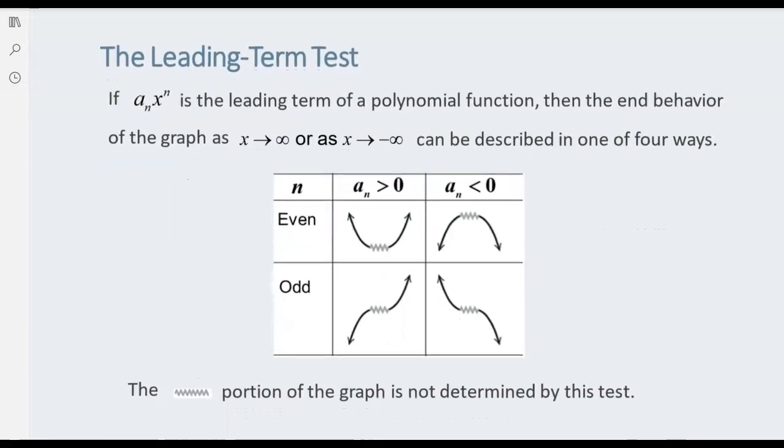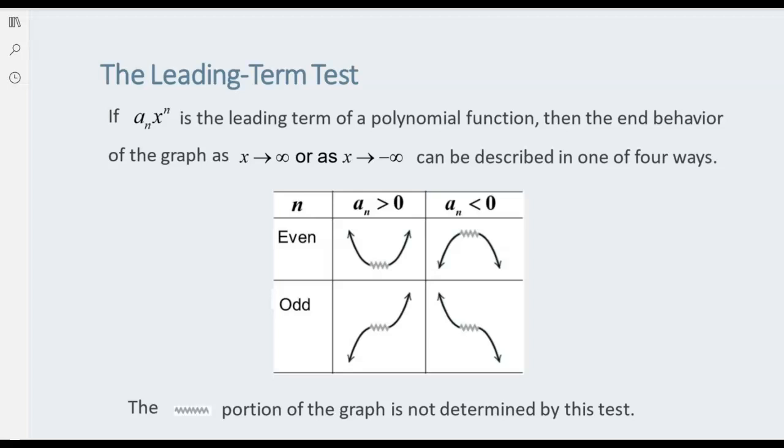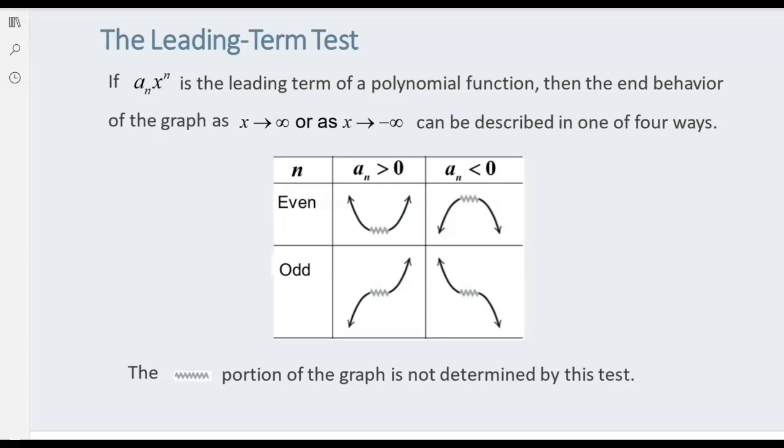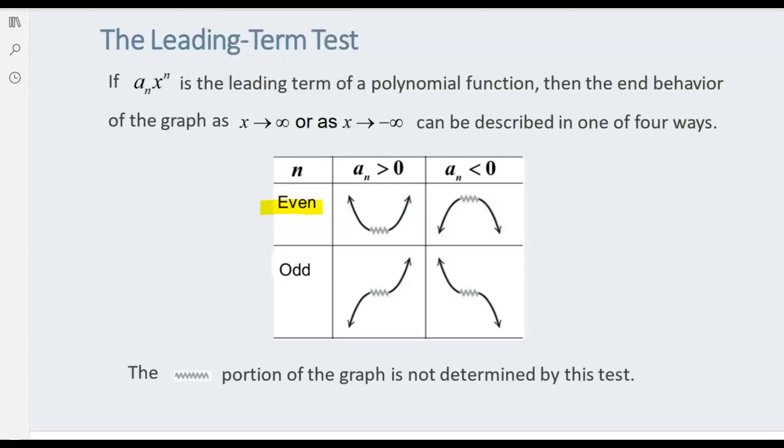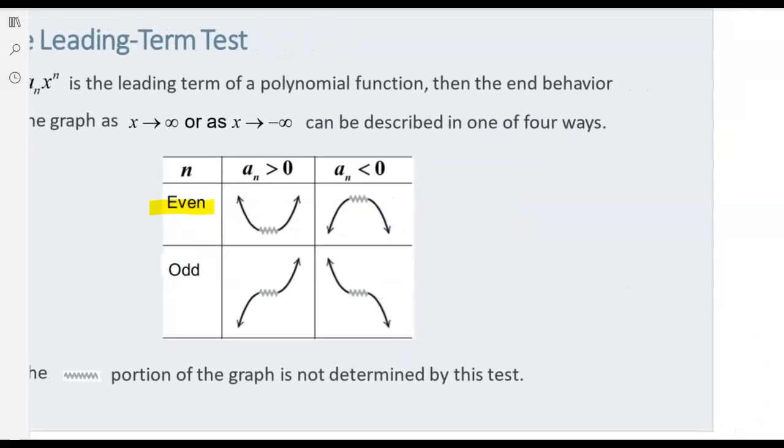All right, I was sort of alluding to this just a slide or two ago, where if we look at the leading term, the very first term of a polynomial, that tells us what's happening at the ends of a polynomial. So when the highest degree is even, then that means that we're either going to have both sides facing up or both sides facing down.